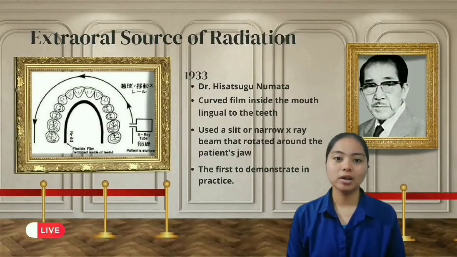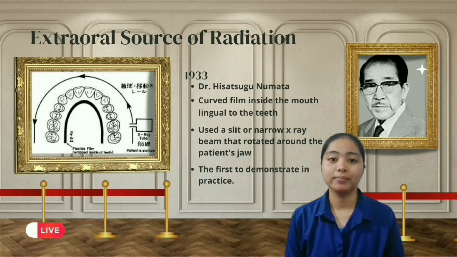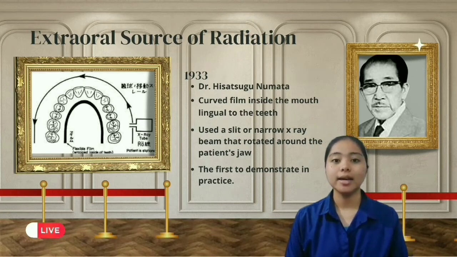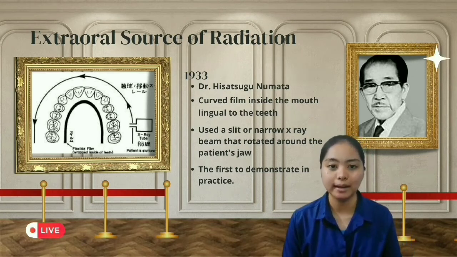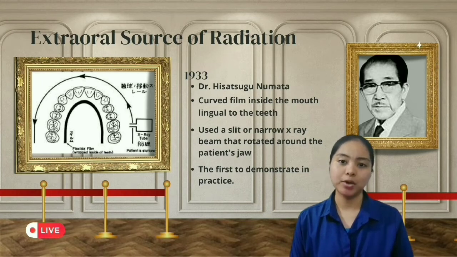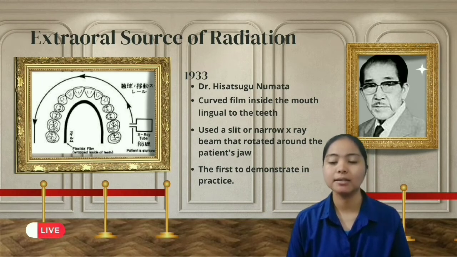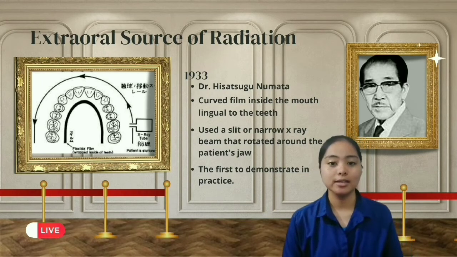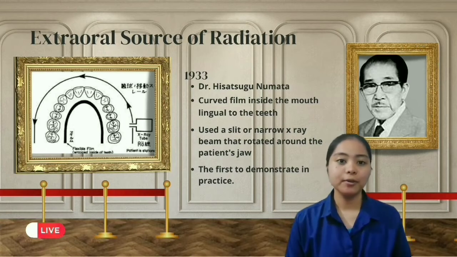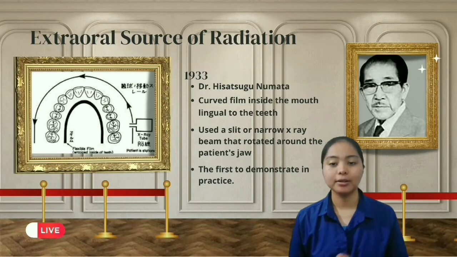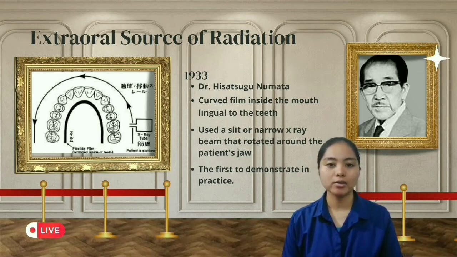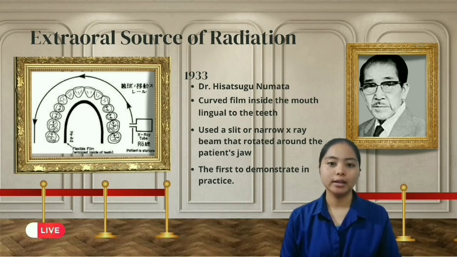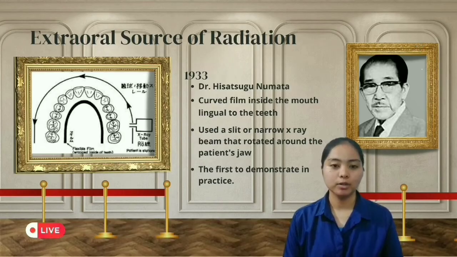Moving on to the extraoral source of radiation. In 1933, a Japanese dentist named Dr. Hisatsugu Nomata was the first to demonstrate panoramic radiography in practice. As presented on the exhibit here, the curved film was placed inside the mouth lingual to the teeth. The patient would stay still while using a slit or a narrow X-ray beam that rotated around the patient's jaw to expose the film.